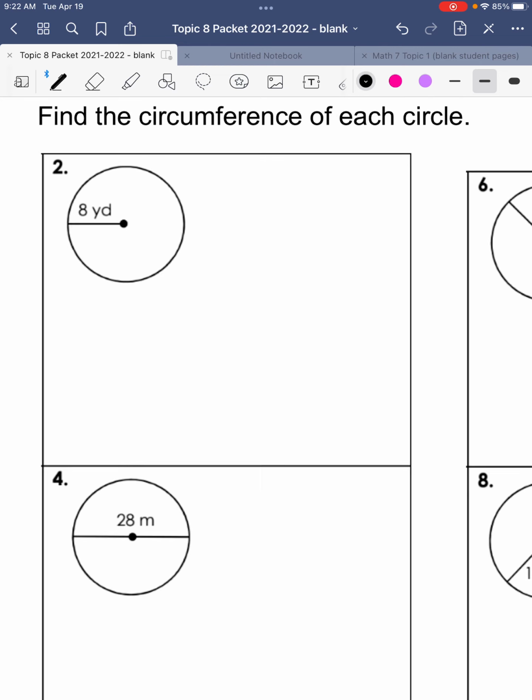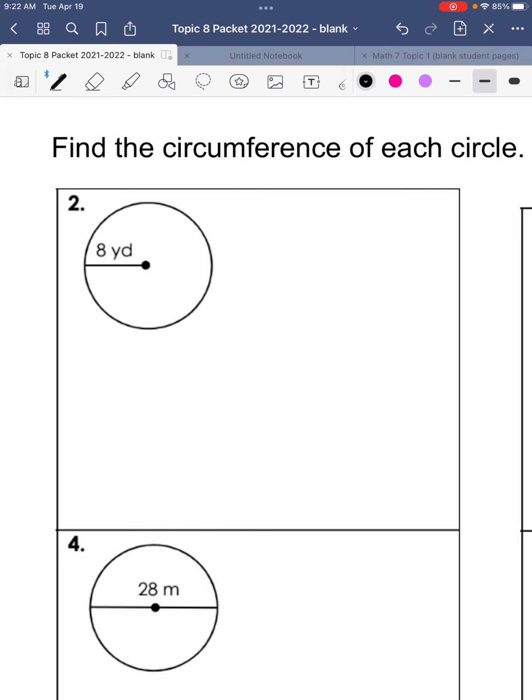So let's start right here with number 2. Now we need to remember our circumference formula. Our circumference formula is C equals 2 times pi times the radius. That's the one I'm going to use for all of these just to keep it simple. So 2 times pi times the radius.